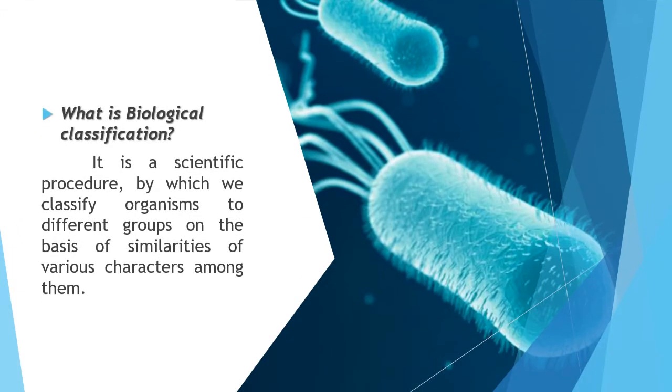Now, what is biological classification? Biological classification is a scientific procedure by which we classify organisms into different groups on the basis of their similarities and dissimilarities among them. If we see the history of biological classification, we can see a massive evolution in the process of biological classification.